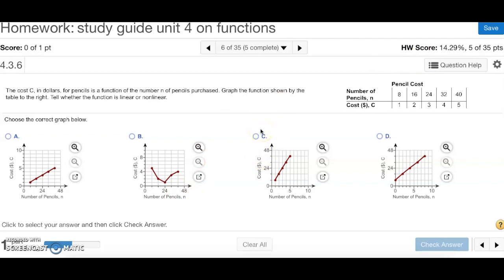So the next thing we look at is to see which coordinates would match. We do not have a 0, 0 as a coordinate, but there is one here for D, so that means it can't be D. So it's either going to be A and C. The differences between A and C is the axes. The x-axis here is 0 to 48. Here it's 0 through 10. Looking at my table, I'm going to want my x's to go from 0 up to 48 because it has a larger span for pencils. So that means I'm going to choose A.